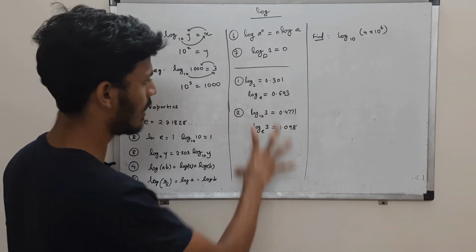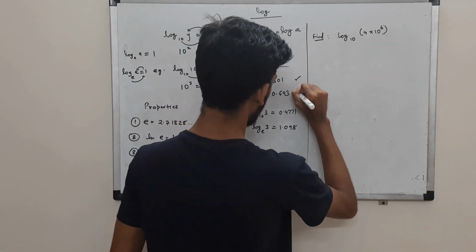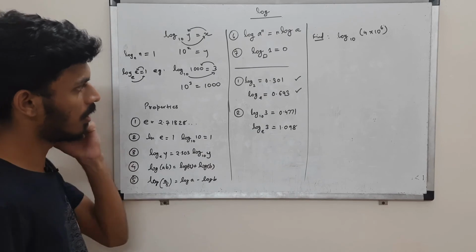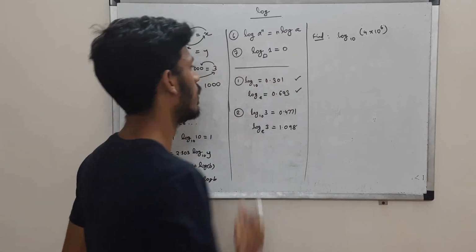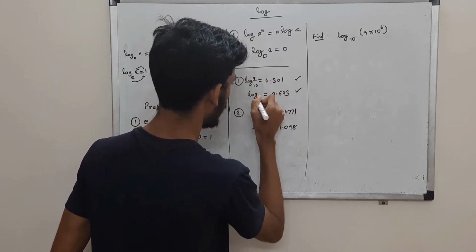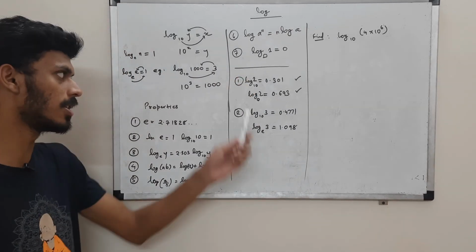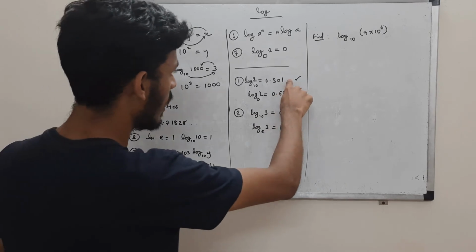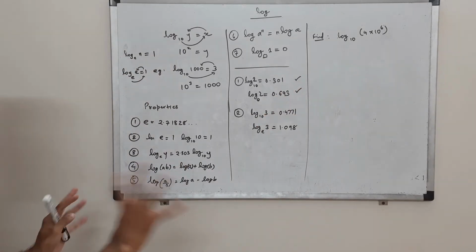Now here are some standard values which you are supposed to remember. The important among these are 1 and 2. Log to the base 10 of 2, and log to the base e of 2, are the values of log 2. This is to the base 10 and this is to the base e. So if you multiply by 2.303, you will get 0.693. So that is how you convert.